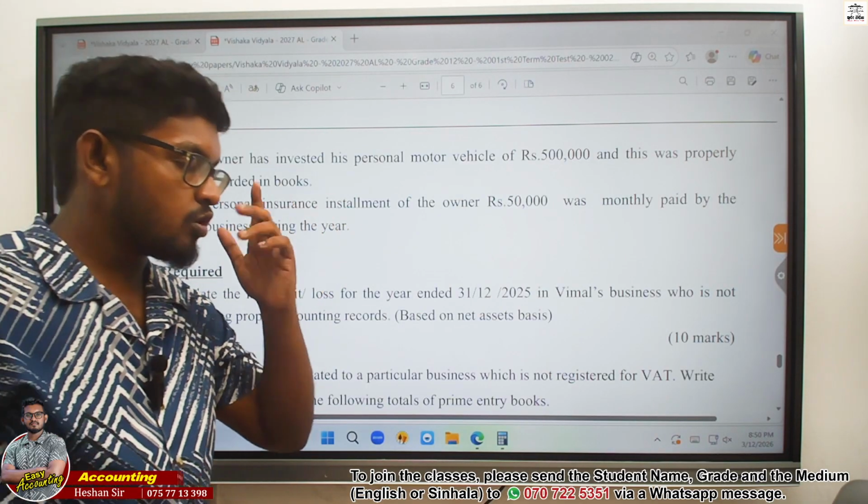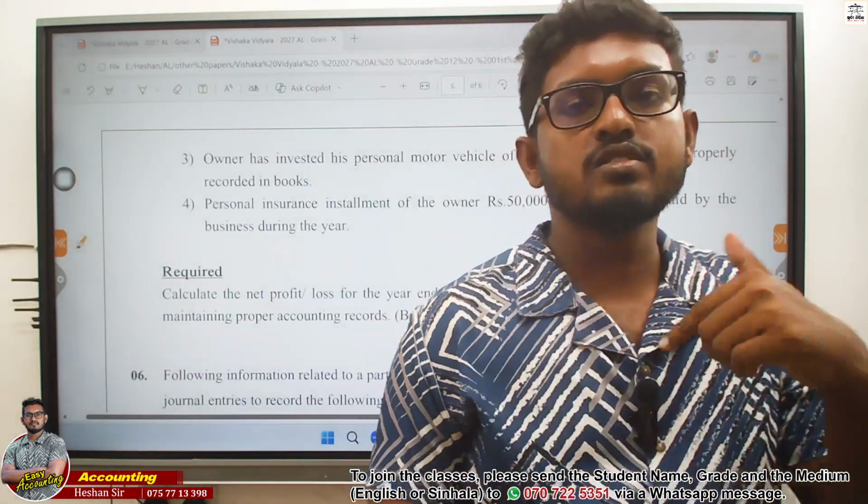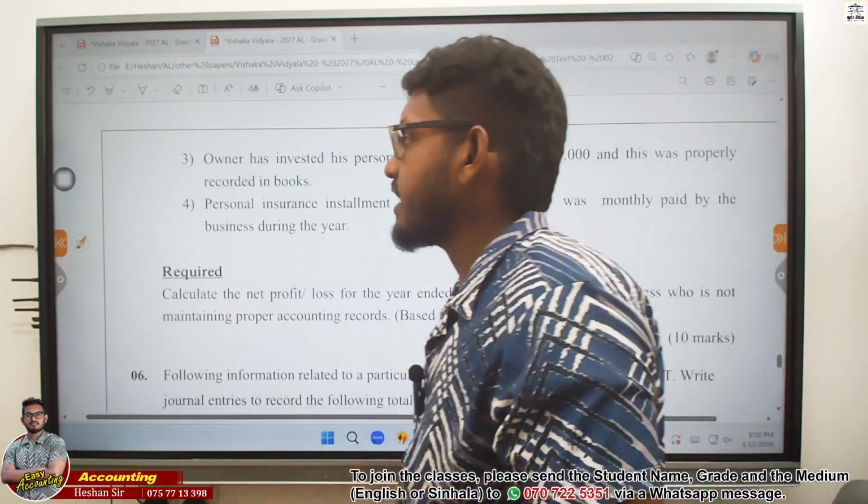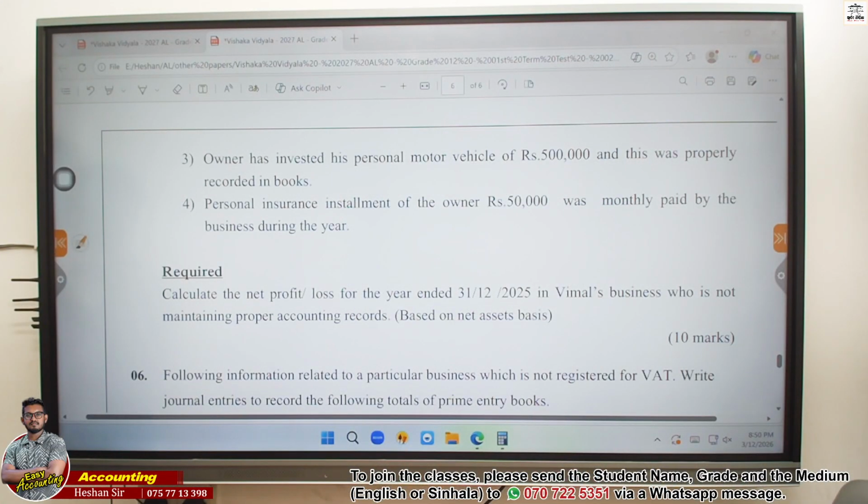Personal insurance installment is not a business expense, it is the owner's drawings from the cash. We use the net assets.